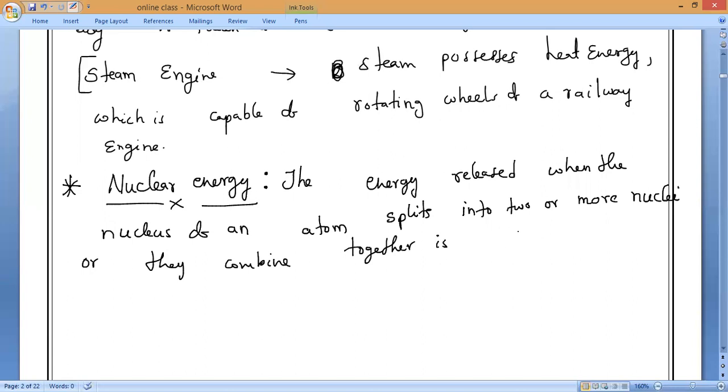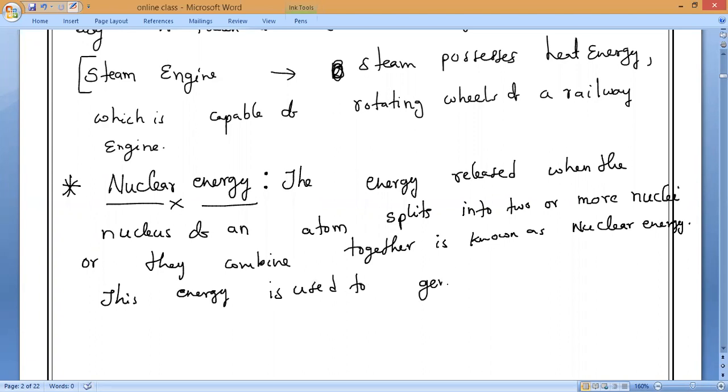Is known as nuclear energy. Nuclear energy. So this energy will be used to generate what, guys? Just now I said. Which energy will be generated from this energy? All of you, just now I told you. The energy is used to generate what, guys? Electricity. Please remember.